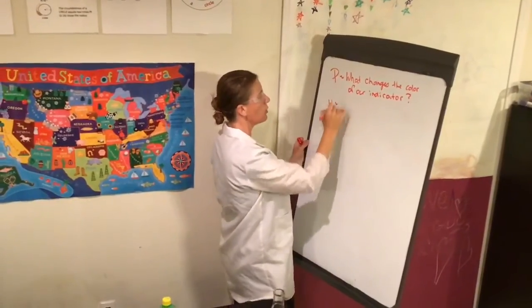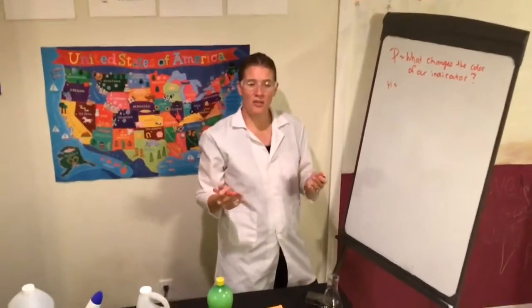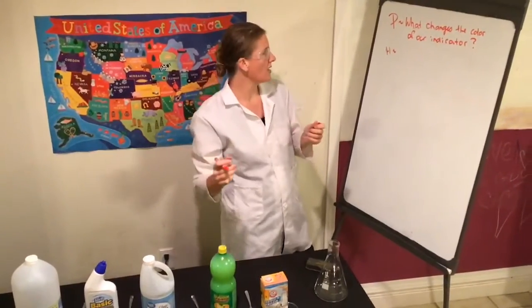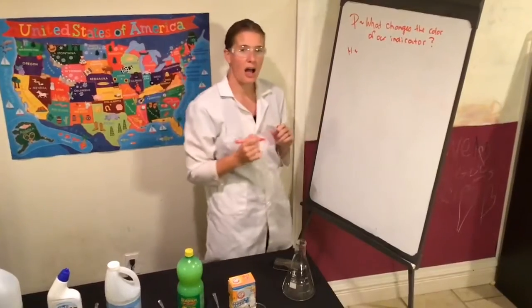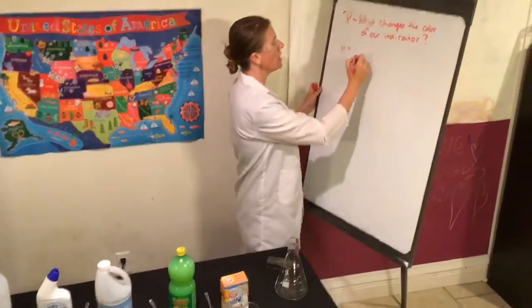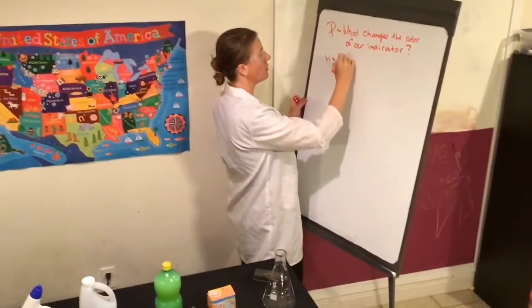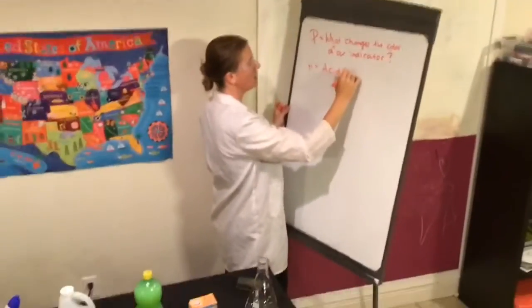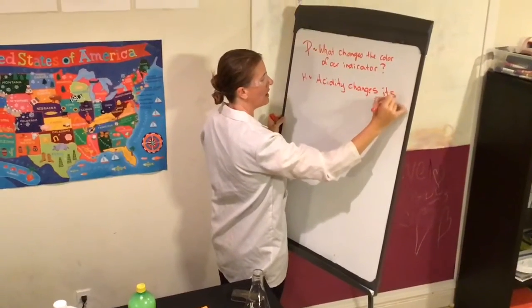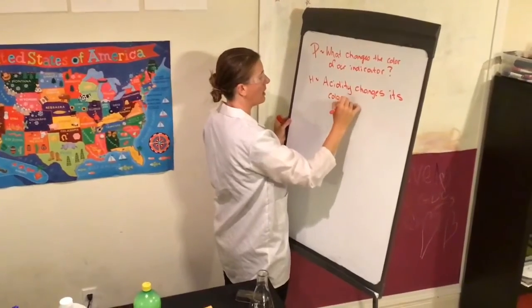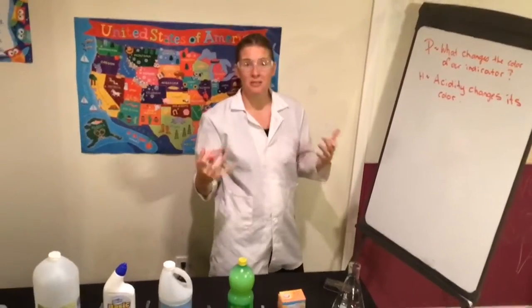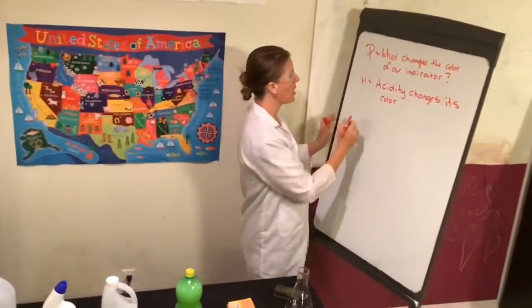And then each of you will make your own hypothesis. A hypothesis is an educated guess. Based on what you know, what do you think changes its color? I know a little bit, so I'm going to say it changes color due to acidity. Acidity changes its color. It's not a complete answer. Obviously, basicity also changes its color, but this is my hypothesis.